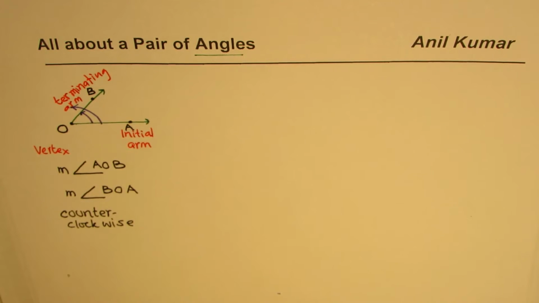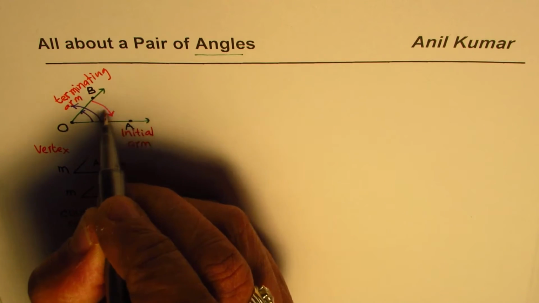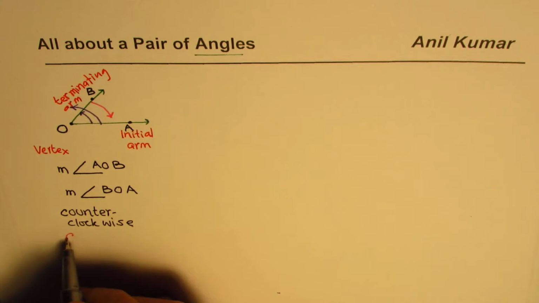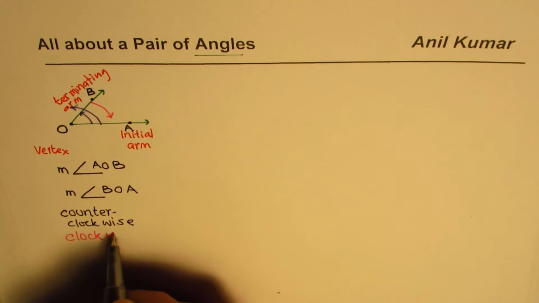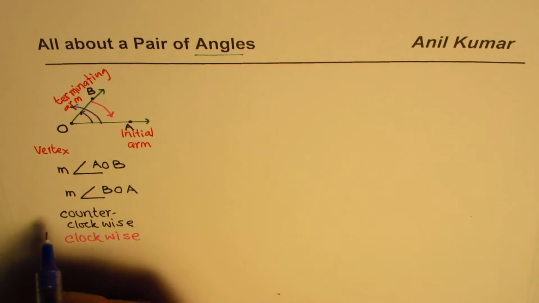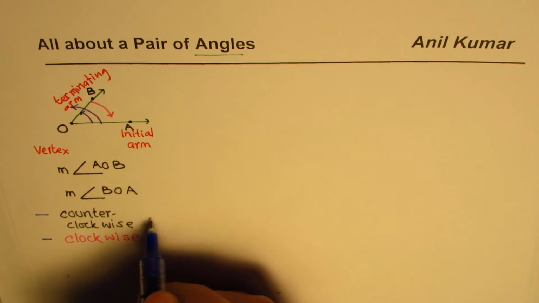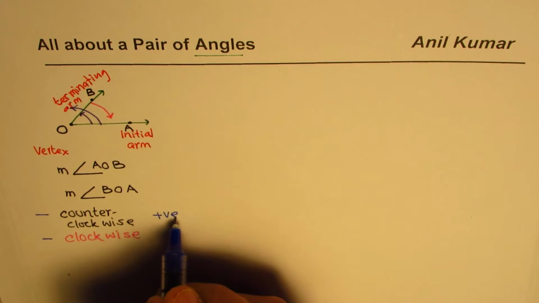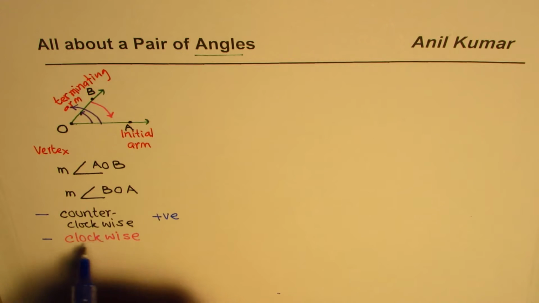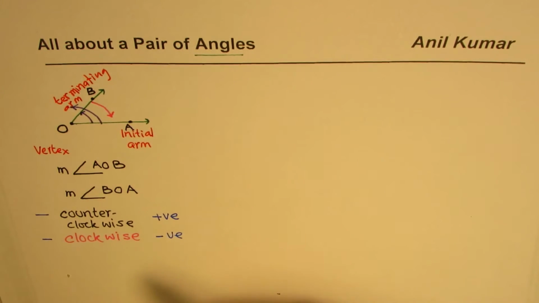We could also decrease the angle. In that case, we'll bring it down, kind of like this, right? So this direction is called clockwise. So the terminating arm can move either counterclockwise or clockwise. Normally, we say when it moves counterclockwise, we say angle is positive or increasing, and when it moves clockwise, it is negative or decreasing, right? As you see it here.